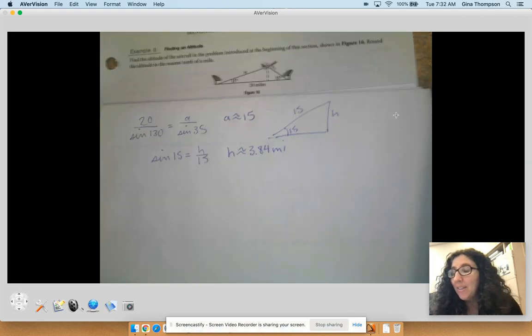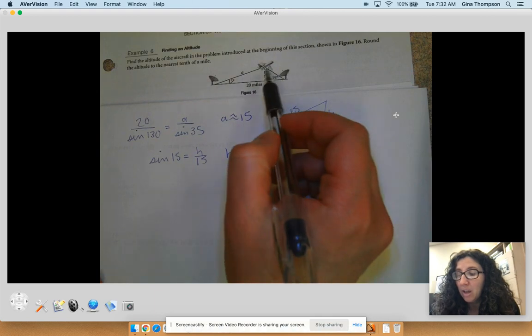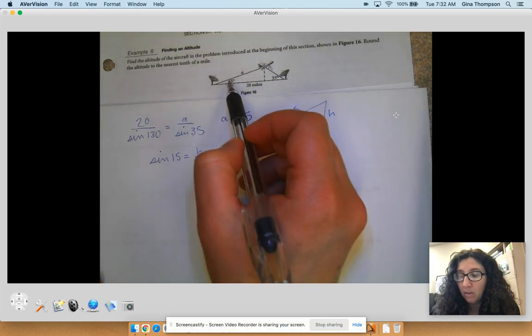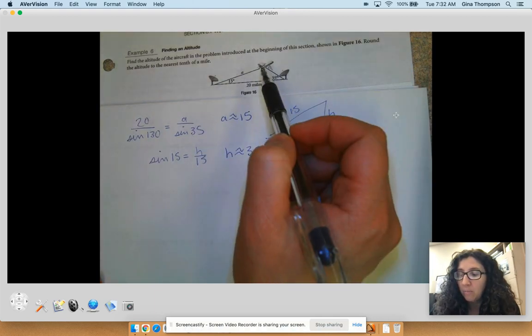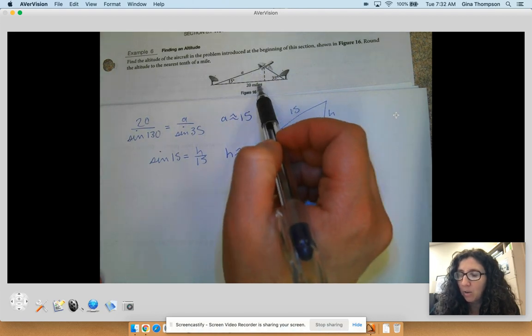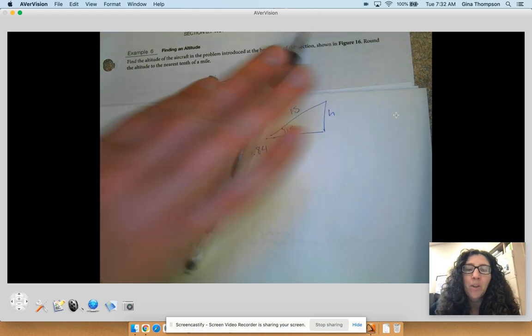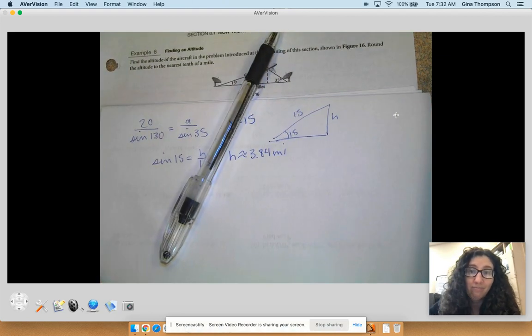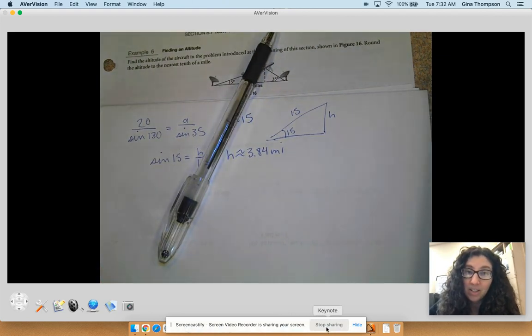Okay, so yeah, in these cases where we have angle, side, angle, it's pretty straightforward to use the law of sines. Stay tuned for the next video. It gets more complicated.